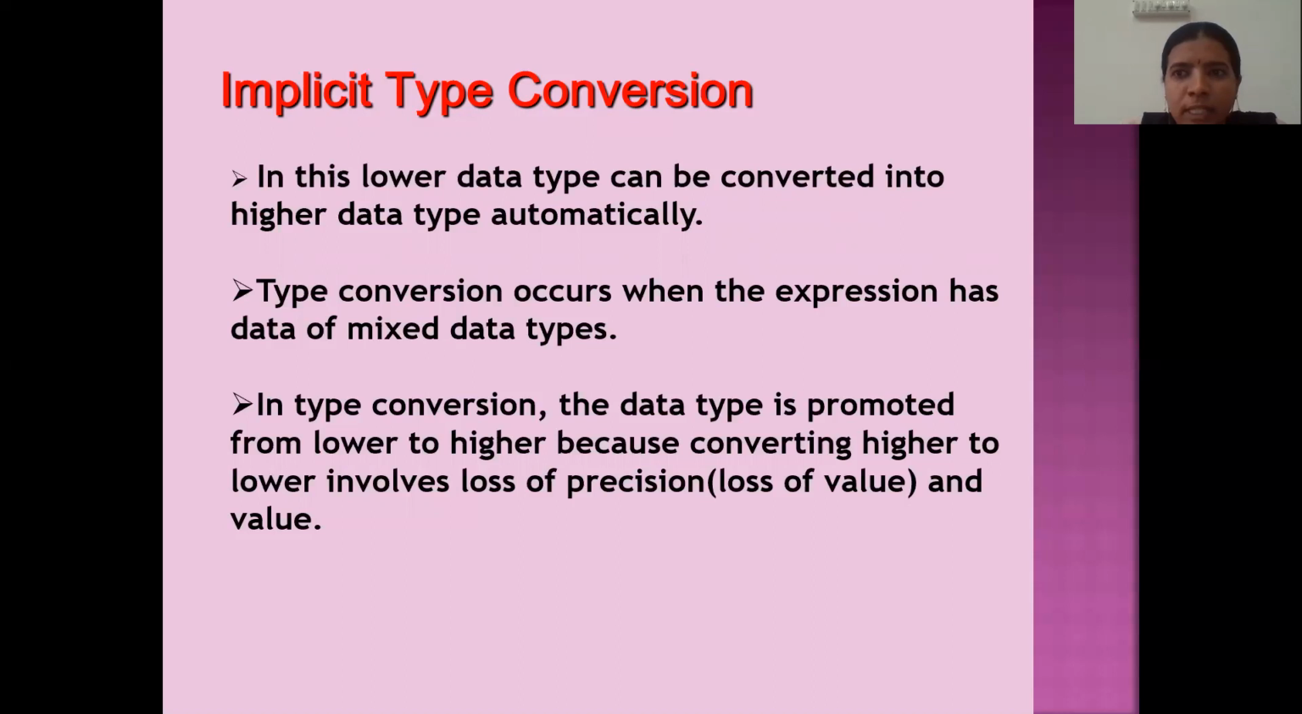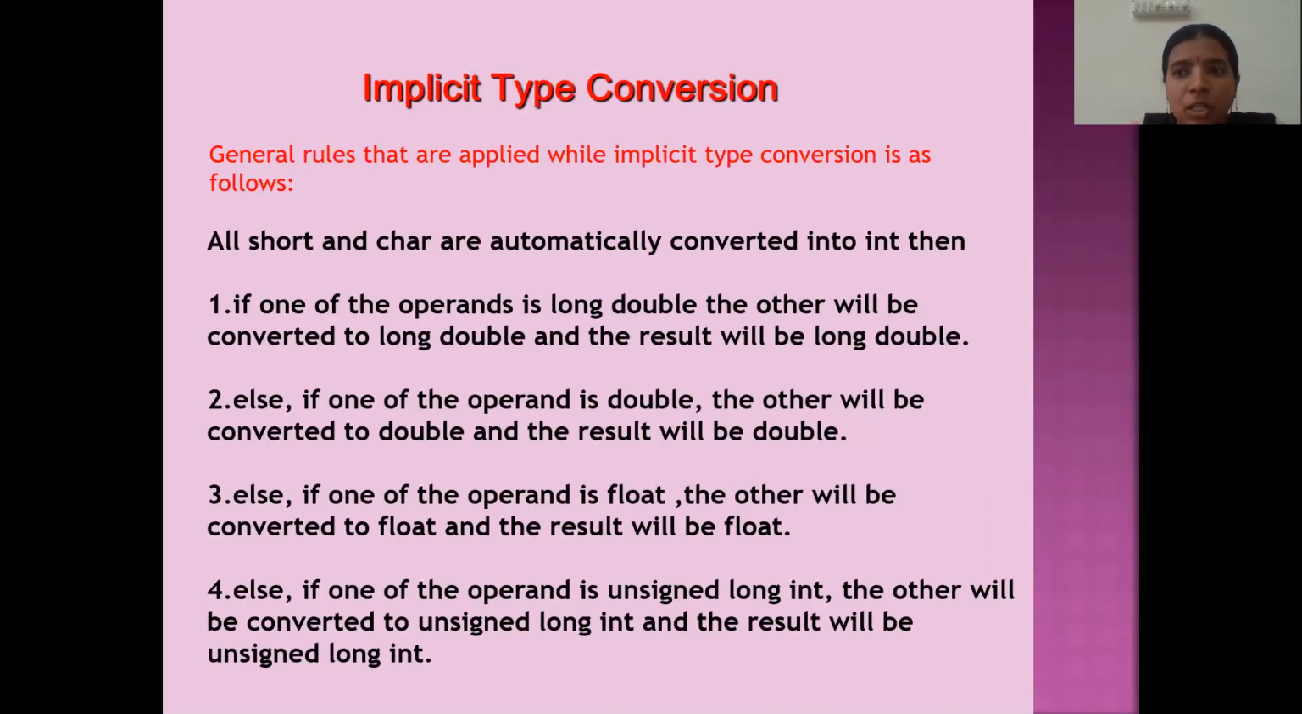Type conversion occurs when there are data types which are mixed. So therefore, in type conversion, data is promoted from lower data type to higher data type. And type conversion ensures that there is no data loss happening. So what are the general rules to be followed during implicit conversions? Short and char are automatically converted to int during a conversion if there is a short, a character, and an integer involved in an expression. Short and char will automatically be converted into integer.